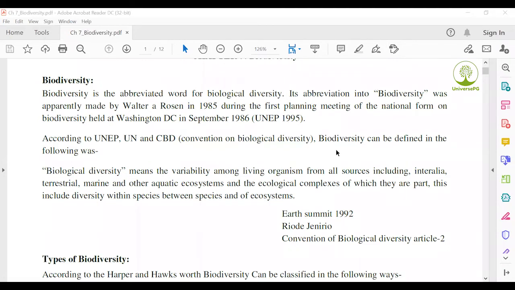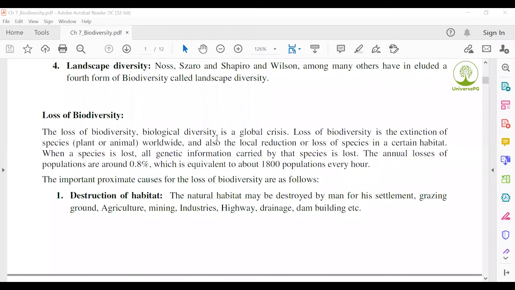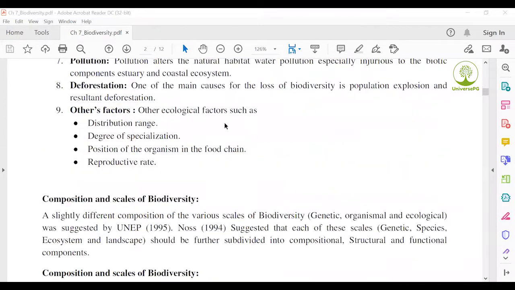Last class, we already discussed chapter 7, the main heading of the chapter, biodiversity. We talked about the definition of biodiversity, types of biodiversity, losses of biodiversity, and what the major causes for the loss of biodiversity are.